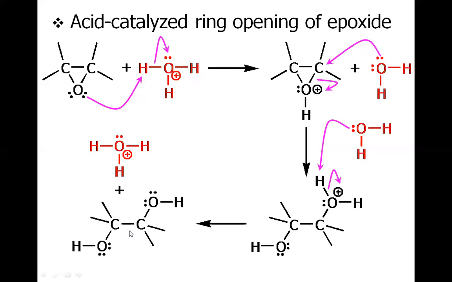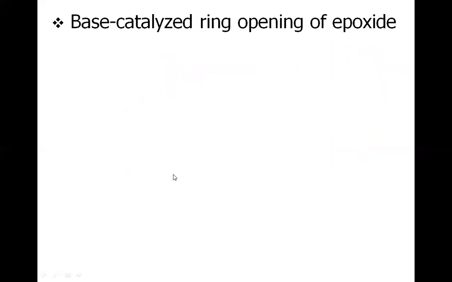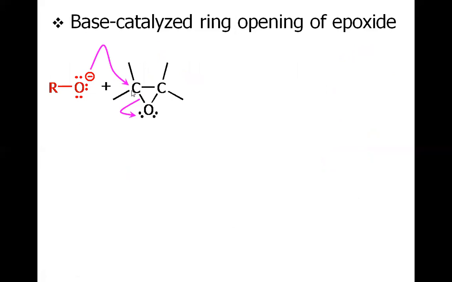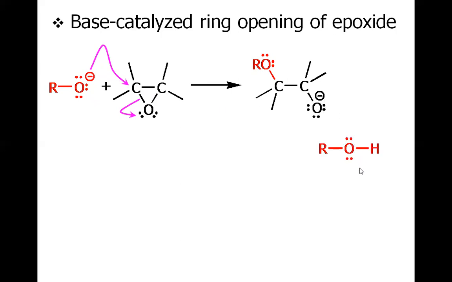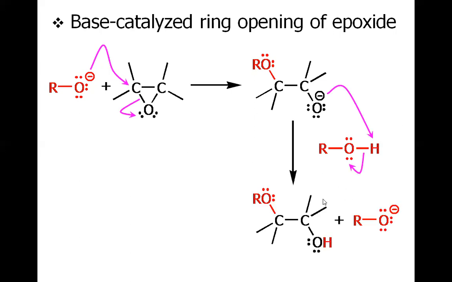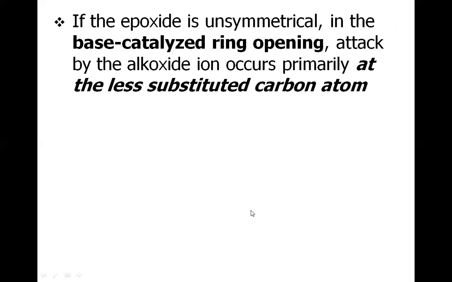and one O was already present in the epoxide. Now let us discuss the base catalyzed ring opening reaction of epoxide. Obviously there is no concept of protonation in a base catalyzed reaction, so it's a direct reaction. The alkoxide will attack this epoxide carbon in an SN2 fashion, and we have the cleavage of the epoxide. There will be an oxyanion which will be protonated with the help of the alcohol that is present as a solvent, and we have this compound in our hand.